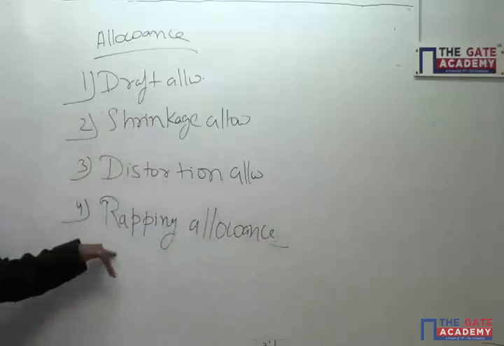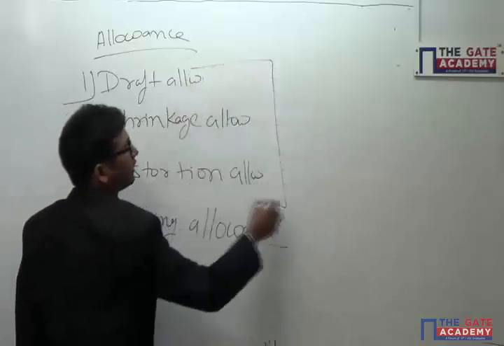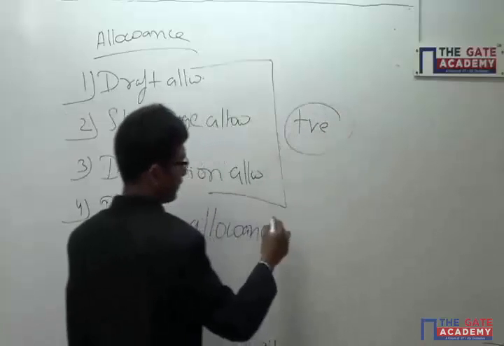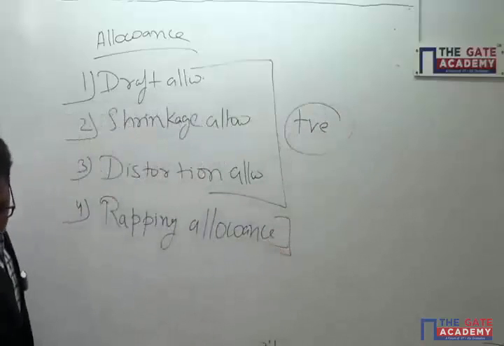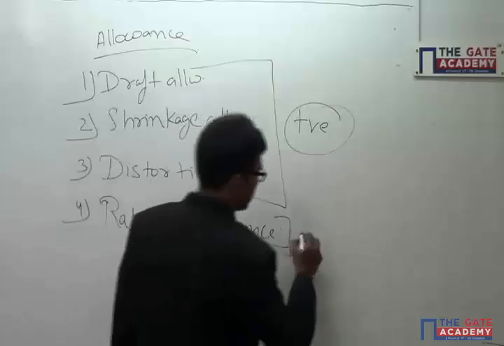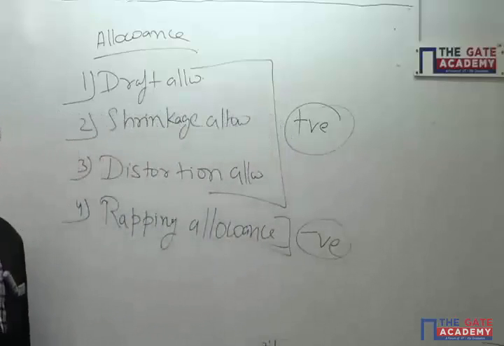And the fourth one is your wrapping allowance. So these three allowances are positive allowances, and this one is your negative allowance. So wrapping allowance is your negative allowance. So what do positive allowance and negative allowance mean?